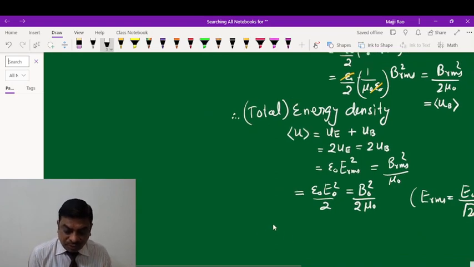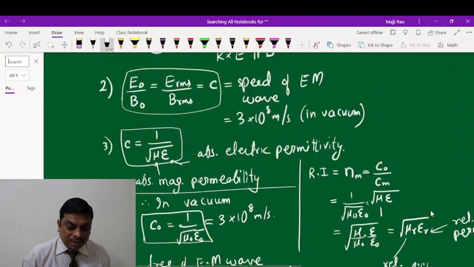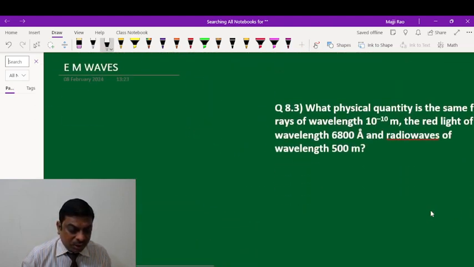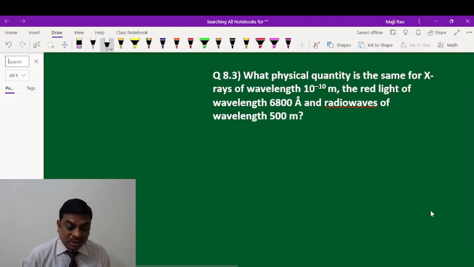Next, what we are going to do is solve certain numericals for NCERT. I have already picked up those numericals, you can see, students. So quickly let us solve NCERT questions here.